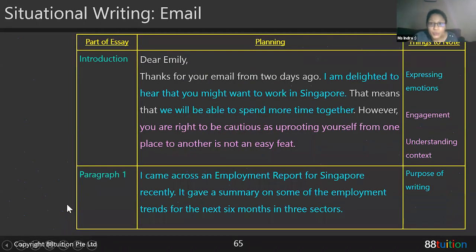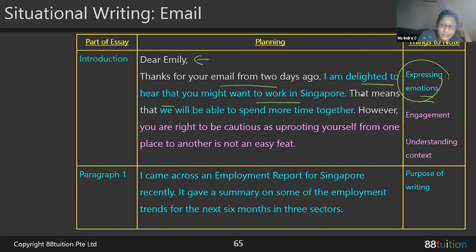Now, let me go through with you a suggested essay, students. We start off with, because she's your cousin, so we can be a bit more engaging. Dear Emily, the person that you're writing to, thanks for your email from 2 days ago. You acknowledge that you've received it, but only now you're replying. I'm delighted to hear that you might want to work in Singapore. You express some sort of emotion over here. That means we'll be able to spend more time together, obviously, because if you work in Singapore, we will see each other more often.